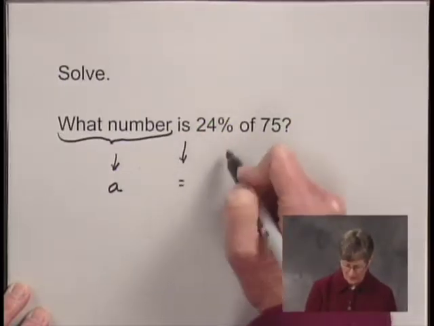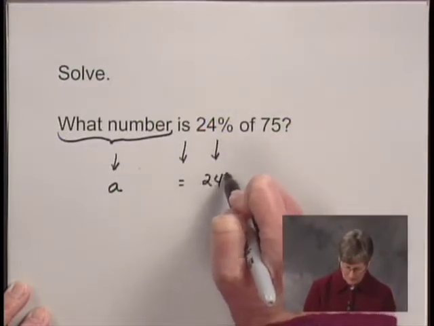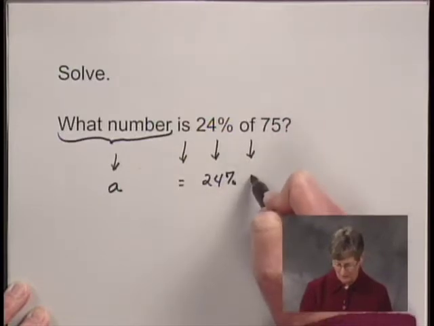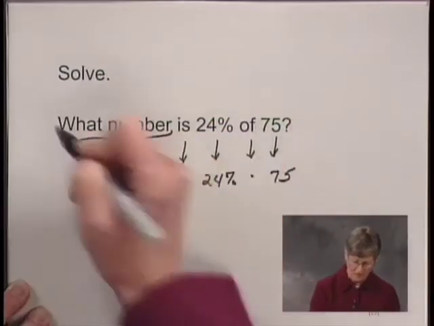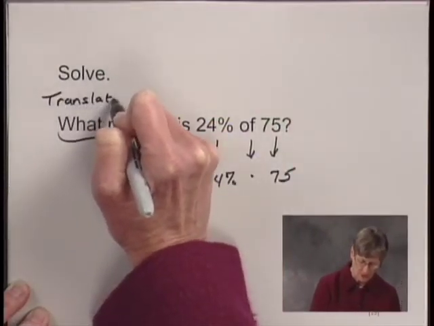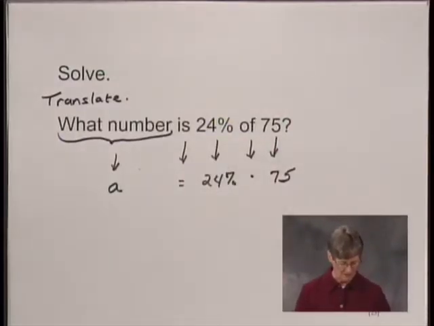translates to equals 24%. We'll just write as 24% of translates to multiplication, and then we have 75. So what we did here was to translate this to an equation. And we have the equation a equals 24% times 75.